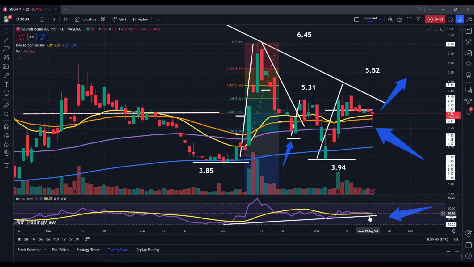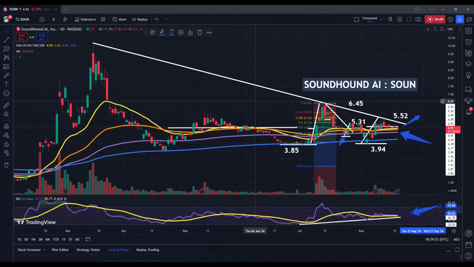We could see share prices bounce from here and then move in the topside direction. If this did occur, I would expect to see a break to this longer term downtrend line. And then that would be a very positive event for anybody that's currently long this stock.